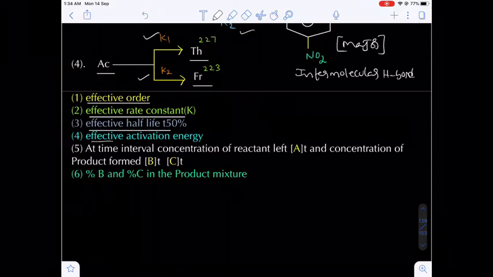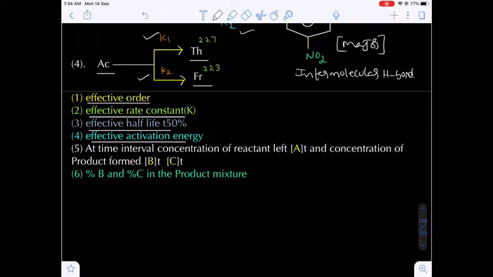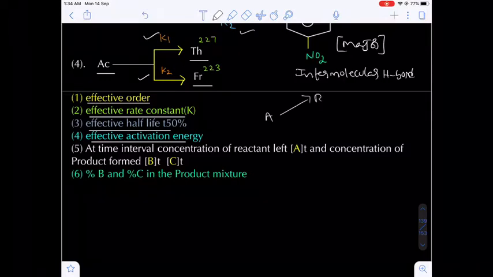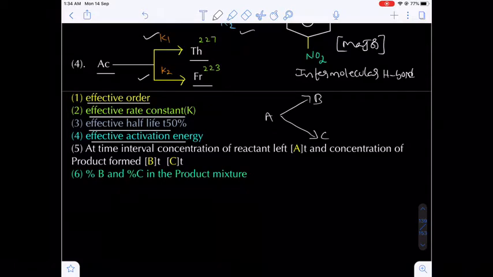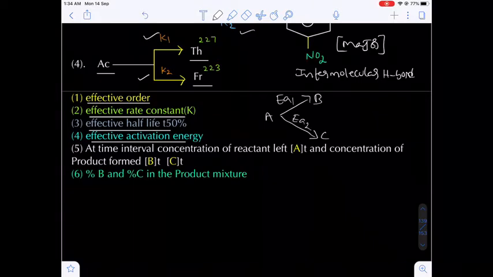Next one, what will be the effective activation energy of the overall reaction? That means we have A to B and also A to C. In A to B, the activation energy is, let's suppose, EA1. From A to C, the activation energy is, let's suppose, EA2. Then what will be the overall activation energy? That should be calculated.